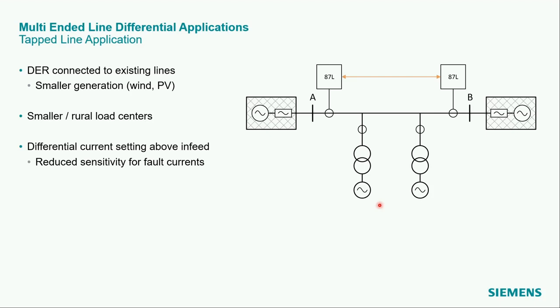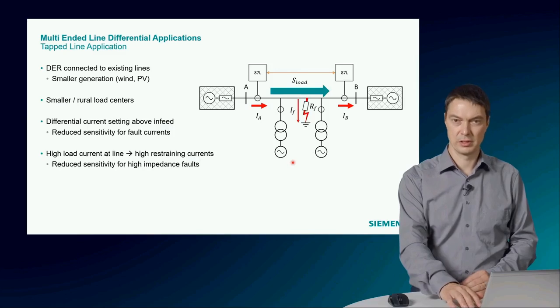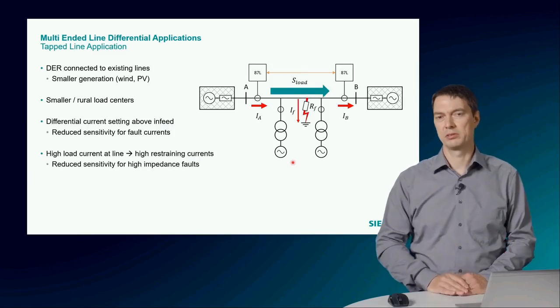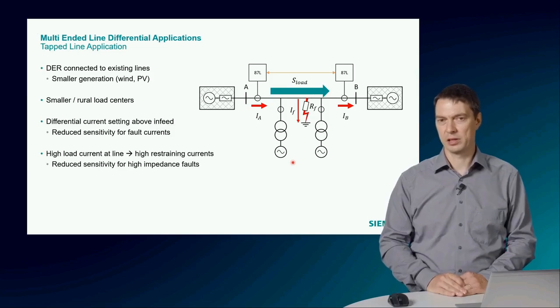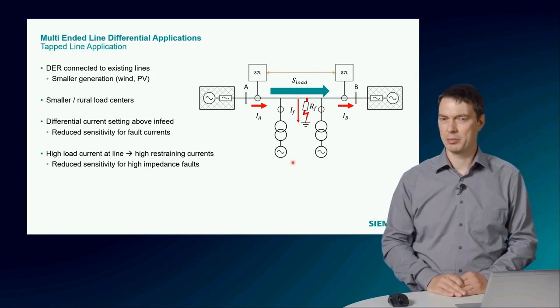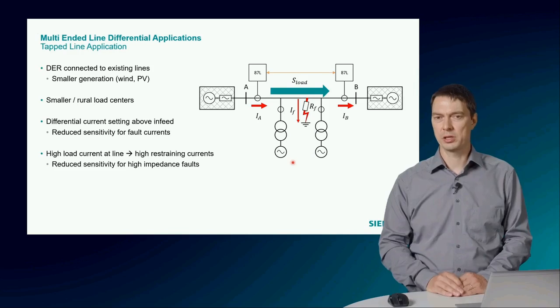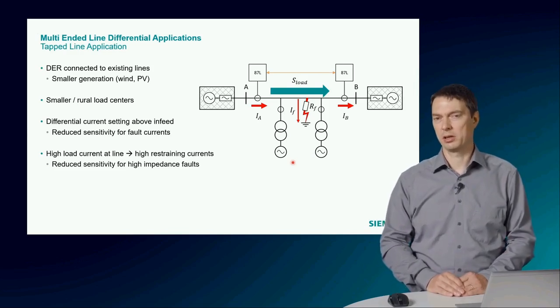The pickup differential current setting must be increased to stabilize for these generation or load currents. This will reduce the sensitivity for high resistive or arcing faults at the main line, especially for high load situations where we have a high restraining current. Applications using distance protection are even more difficult to set in such applications and are not a good alternative.